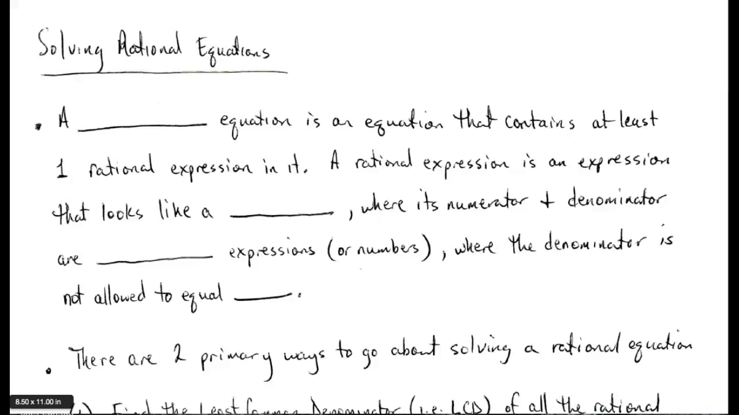So the first thing that we know here is that whenever we're talking about equations, a rational equation would just be a rational expression on at least one side of an equation. So let's say if we have something like this: x divided by x plus 1 minus 2 equals 4x divided by x plus 2. So something like that would be a rational equation.